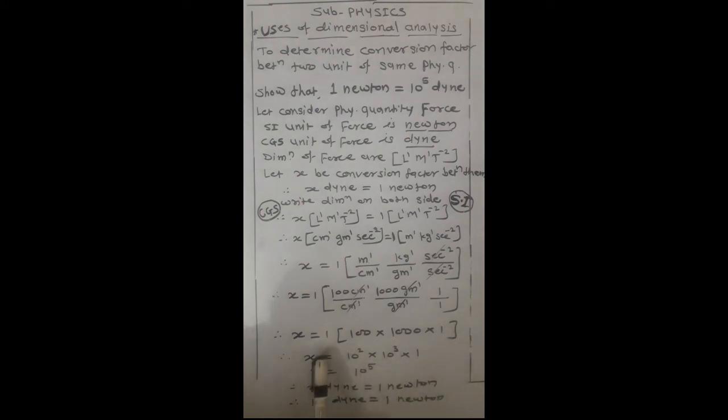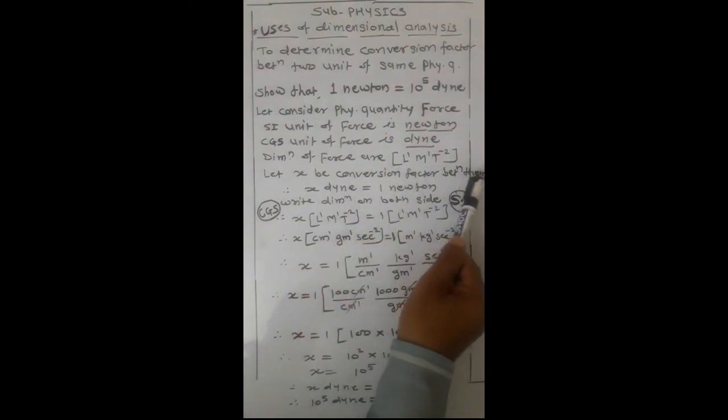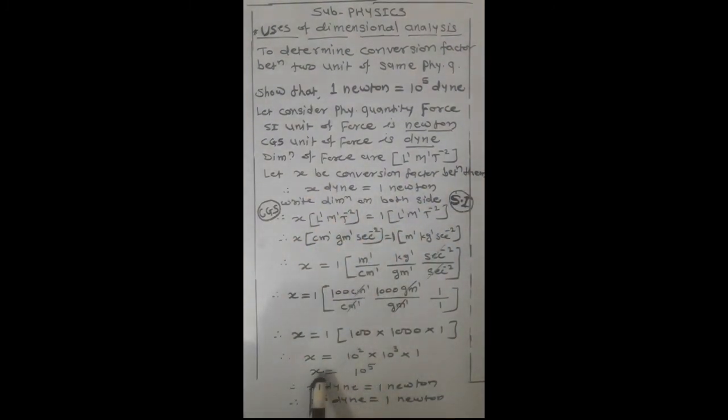Then we have to take here, X is equal to this 100 means nothing but what? 10 raised to 2. We have to take here power, 10 raised to 2. And we also know that this 1000 is also written in the form of 10 raised to 3, 1 as it is. Then base same multiplication, addition of the powers, 2 plus 3, 5. Therefore, X is equal to 10 raised to 5. And this is nothing but the conversion factor we have to find out. Let X be the conversion factor between the two units. We have found this X is equal to 10 raised to 5.